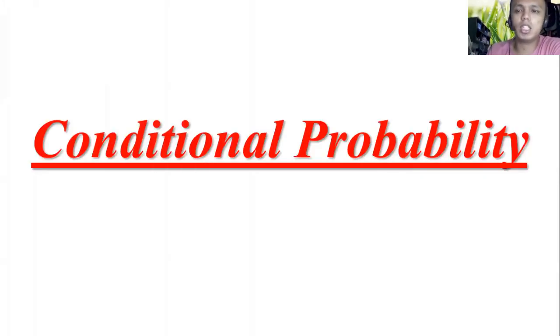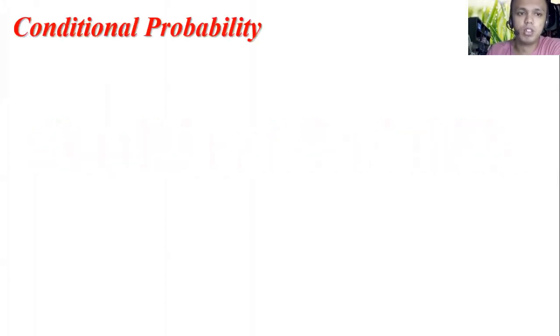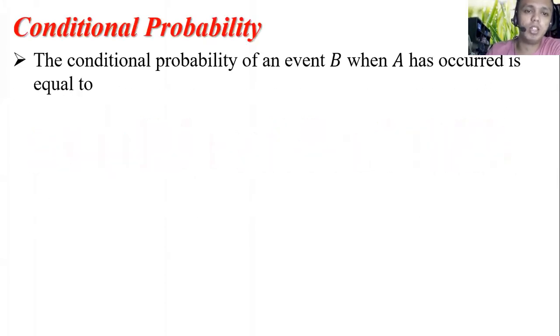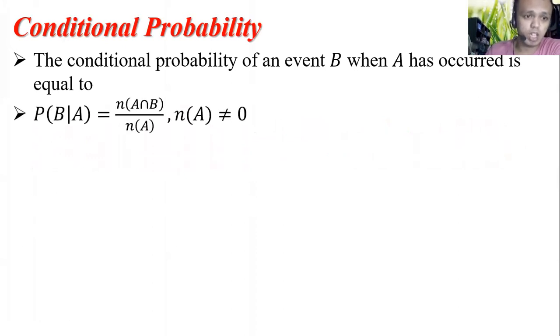So today we will discuss conditional probability. For conditional probability, the conditional probability of an event B when A has occurred is equal to: probability of B over A is equal to the number of events in the intersection of A and B over the number of events in A, wherein the number of events of A is not equal to 0.